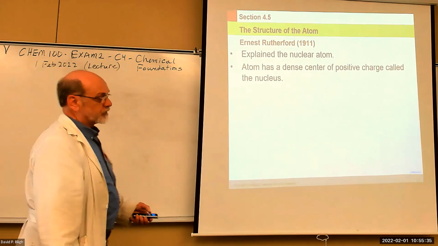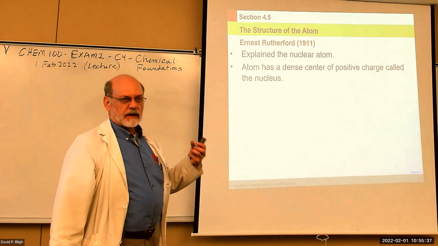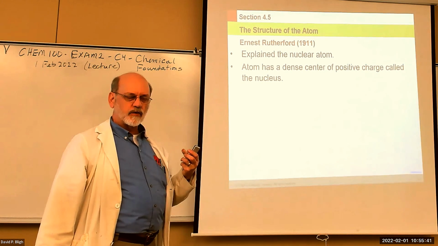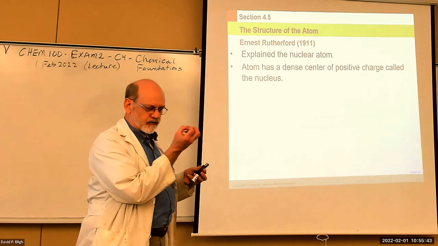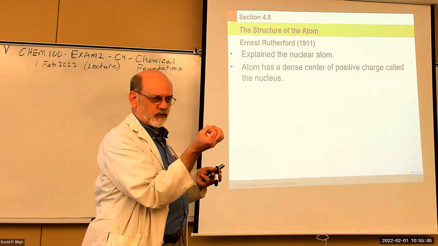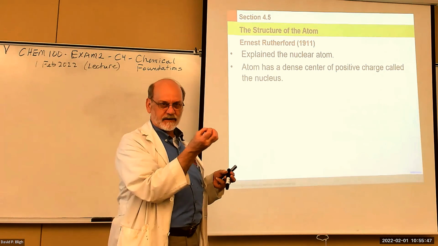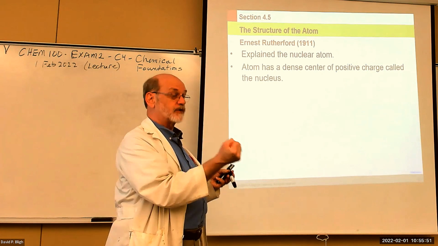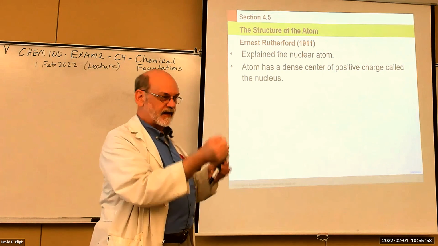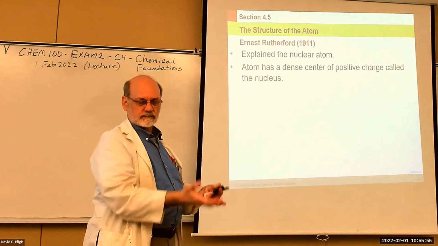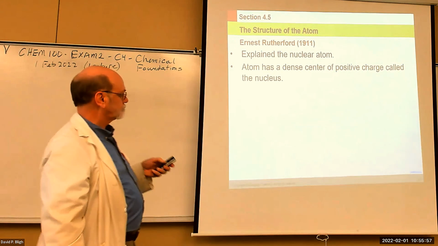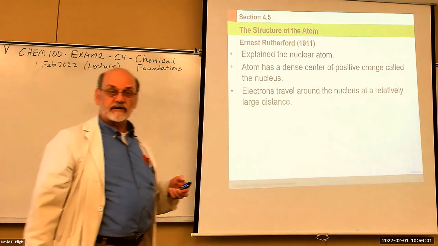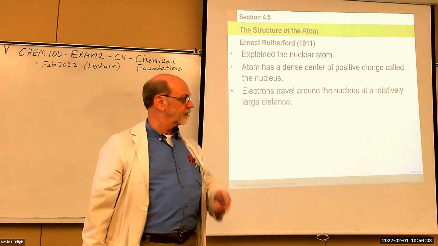And Ernest Rutherford, who was an Englishman, proposed that the mass of the atom was confined to a very small, dense central part. He called it the nuclear atom. The nucleus of the atom was where the positive charge resided, where most of the mass of the atom resided. And the electrons were out here somewhere. Okay. So he needed an experiment to confirm that.